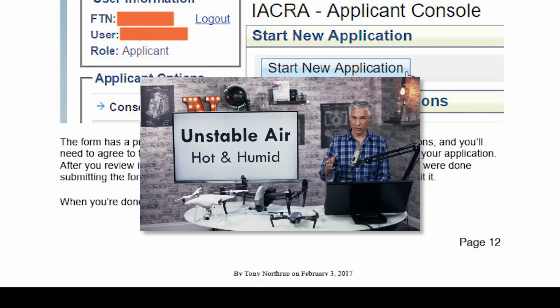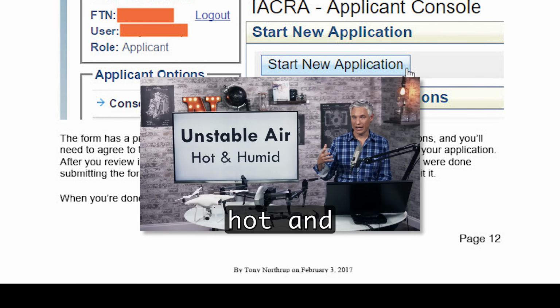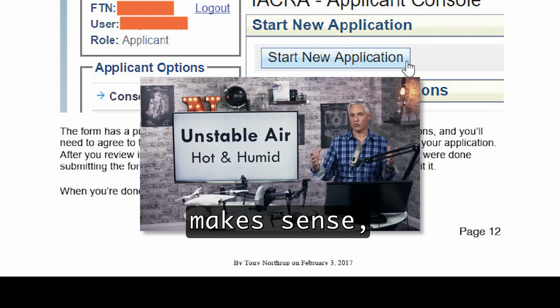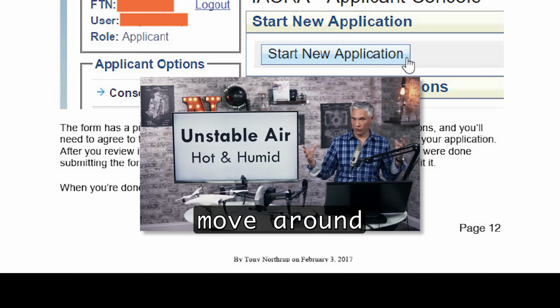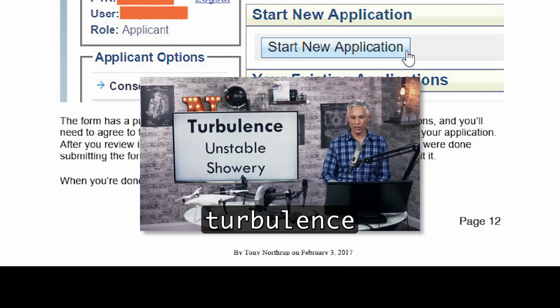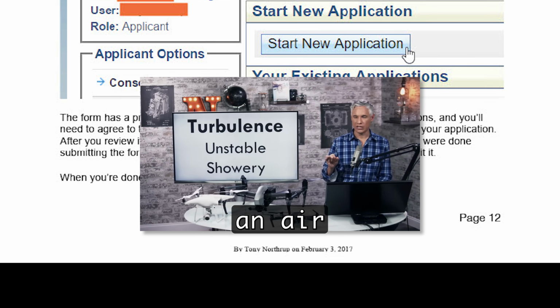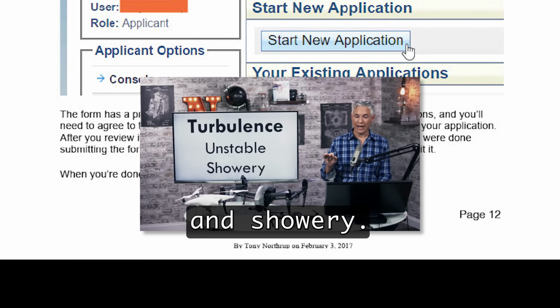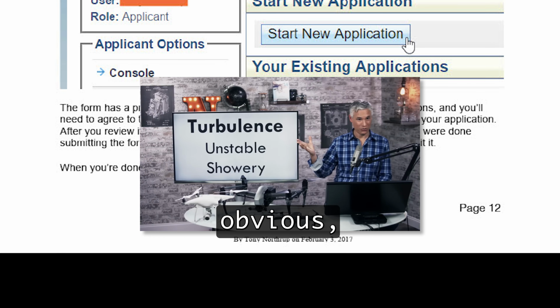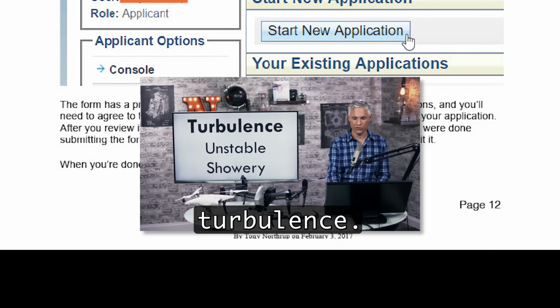Unstable air tends to be hot and humid. So hot and humid air will be the most unstable. It kind of makes sense, right? Like when you heat stuff up, it starts to move around a little bit more, so you could expect that. Turbulence is caused in air that is unstable and showery. I just want you to associate those terms. It seems obvious, right? Unstable air would lead to turbulence.